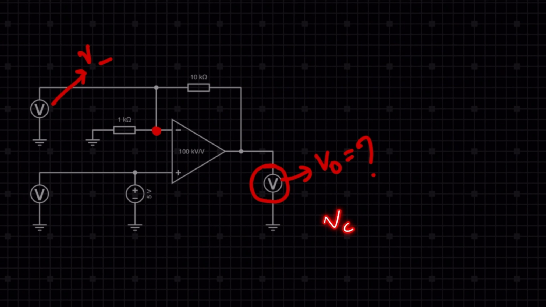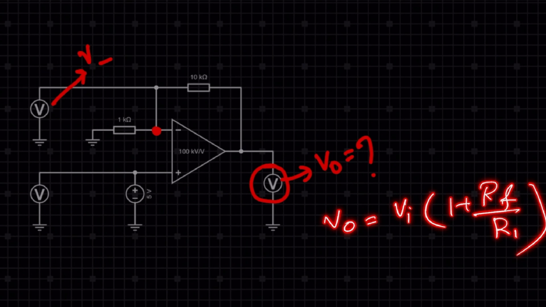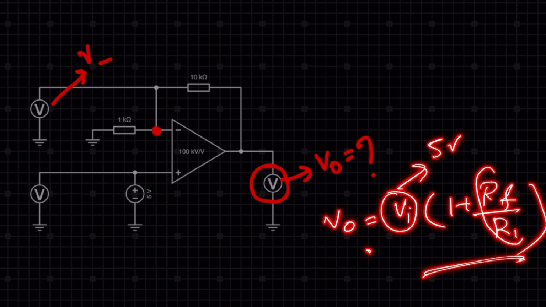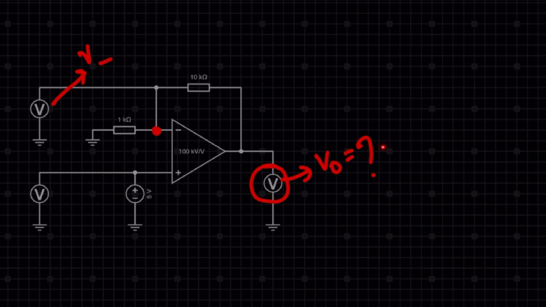That means the formula will be V0 is equal to Vi times (1 plus Rf by R1), right? And here, what is the value of Vi? Vi is 5 volt and Rf by R1 is 10. So from here, we can easily write down V0 is equal to 55 volt. Okay? And here, due to the virtual short, you can write down this potential, that means V plus is equal to V minus, right? So from that, we can tell V minus is equal to 5 volt and V0 is equal to 55 volt, right?